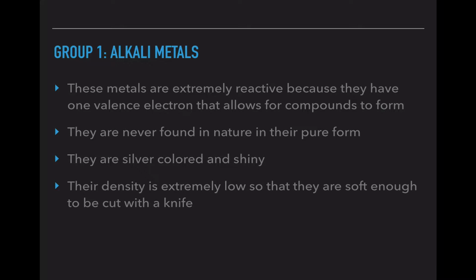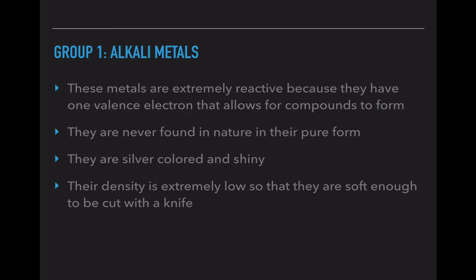These metals are extremely reactive because they have one valence electron and they allow compounds to form. So the valence electrons are really important because they are the things that make bonds. When you have very few valence electrons, you really want to get rid of them. And when you have more valence electrons, you really want to fill the empty spaces. So on either end of the periodic table, we have high reactivities because they're so close to making those bonds that they do it almost instantaneously.